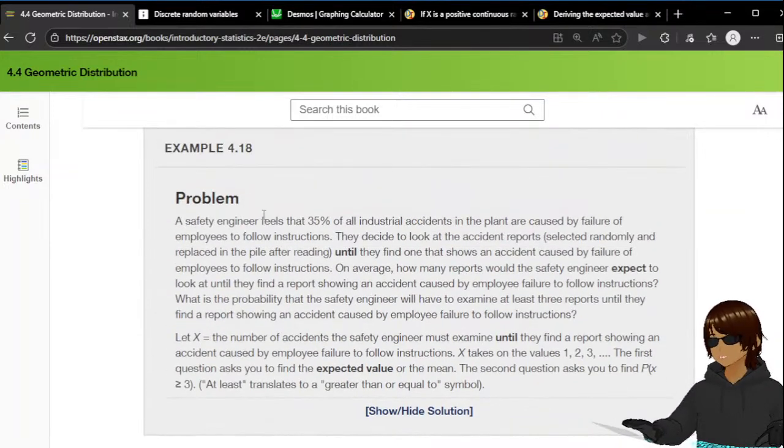A safety engineer means that 35% of all industrial accidents in a plant are caused by failure of employees to follow instructions. They decide to look at the accident reports until they find one that shows an accident caused by failures of employees to follow instructions. On average, how many reports would the safety engineer expect to look at until they find a report showing an accident caused by the employee failure to follow instructions? So, 35% of all industrial accidents in the plant are caused by failures of employees to follow instructions.